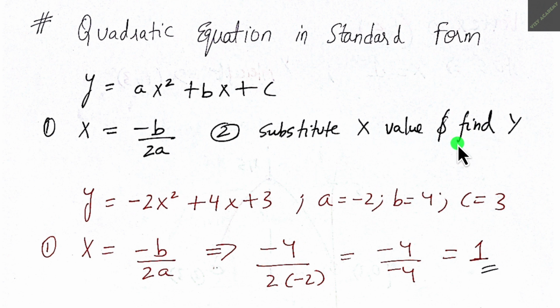The equation we will be using is y = negative 2x² + 4x + 3. Comparing it with ax² + bx + c, the a value is equal to negative 2, the b value is equal to 4 and the c value is equal to 3. So let us find the x value. x is equal to negative b by 2a, that is equal to negative 4 over 2 times negative 2. So negative 4 over negative 4. So x is equal to 1.